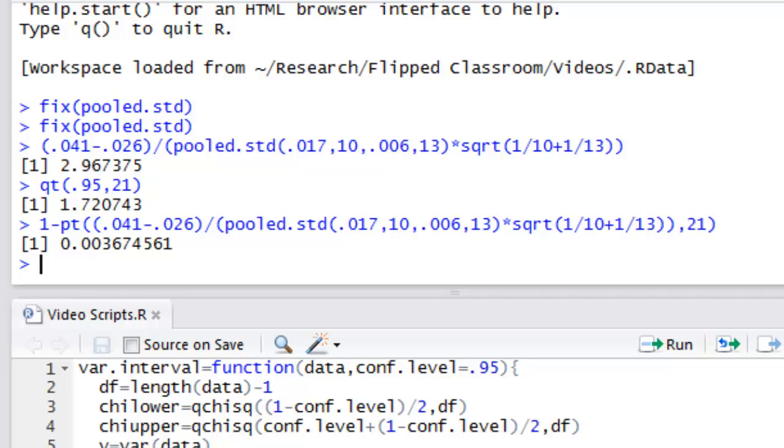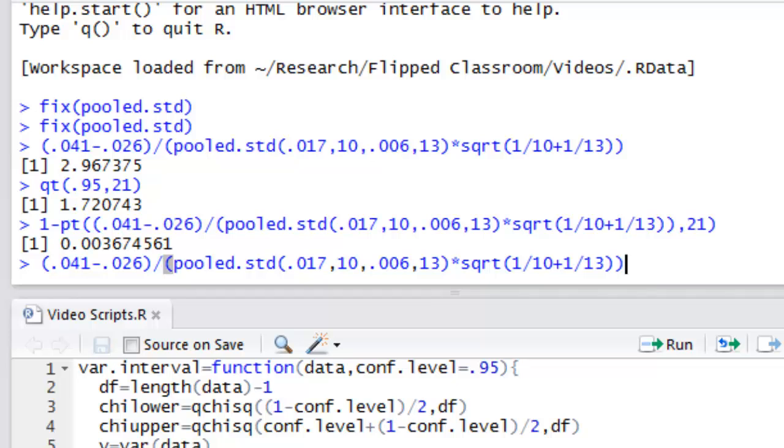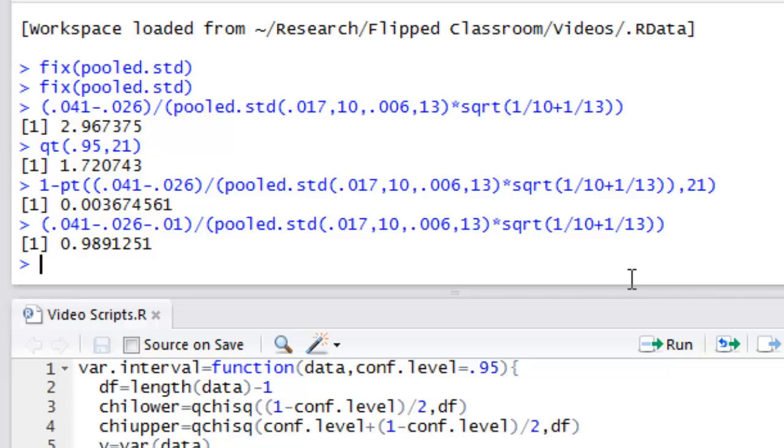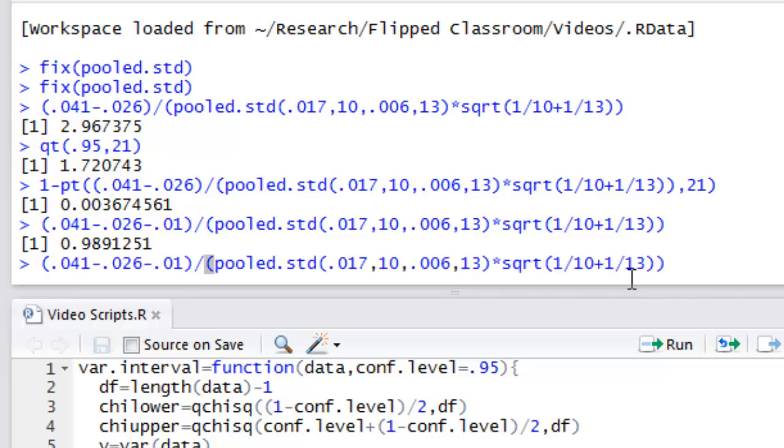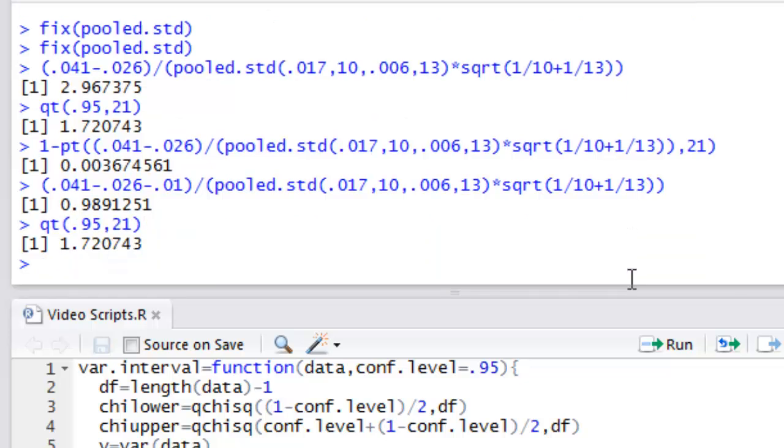Luckily, we can use a lot of the same commands we already had done. We use the up arrow key to find them. Our test statistic here is exactly the same, except now I need to subtract off 0.01. And now it looks like our test statistic is 0.9891. Of course, we're going to compare that with the same value we had before, which is 1.72. In this case, we fail to reject.